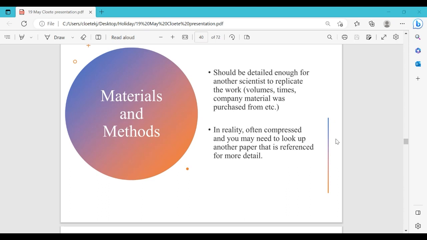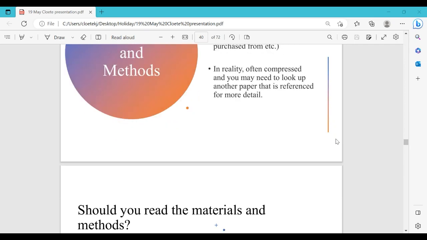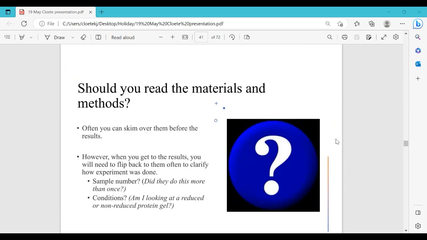So, for example, if you're working with a rare and very expensive chemical, then you can check whether this company is in our country and you can order it from here as well. So look at that. It is very important that you understand the method. Sometimes if a method is already known, the researcher may only provide a reference to this method that has already been published, and then you can go and have a look at the methods section in the already published paper.